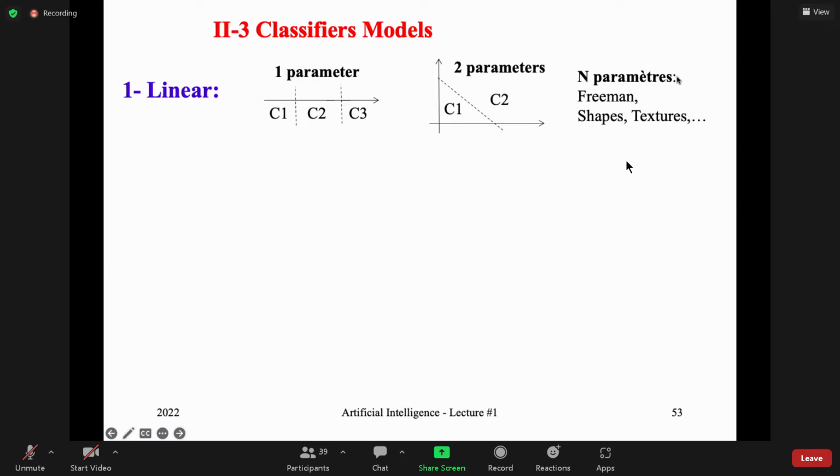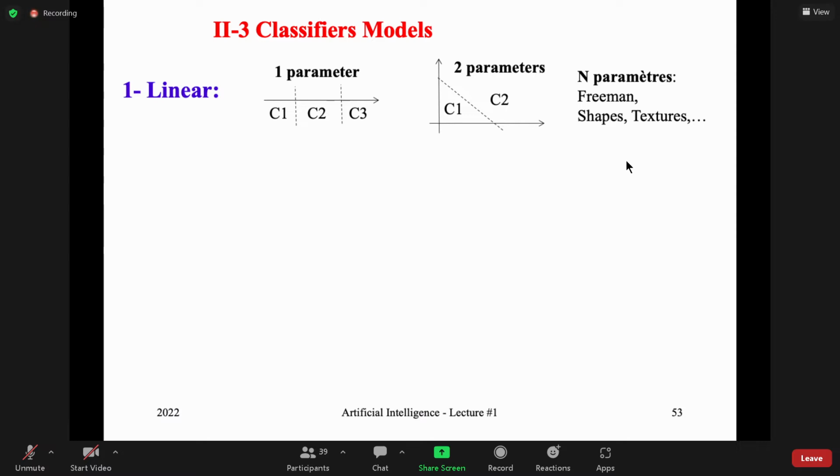For that we can use n parameters, as I explained before. So it's parameters and not parameter. Parameter is also a French word, but it's very close to the English word. It means a parameter, or features, as I explained. As I explained in the previous lecture, we have the Freeman algorithms, shape analysis and texture analysis. So we can have n parameters, and with all these parameters we can do linear classification.